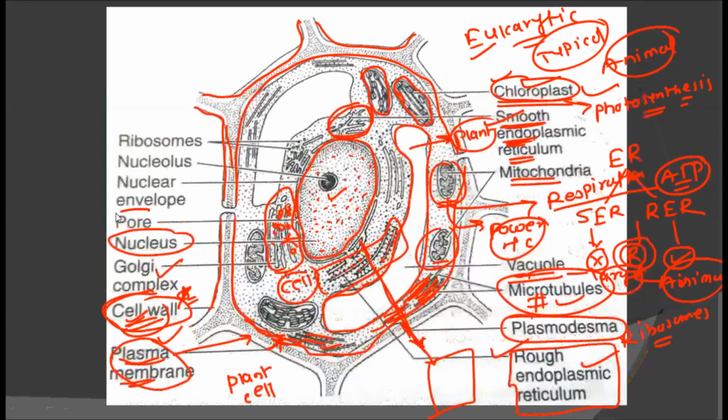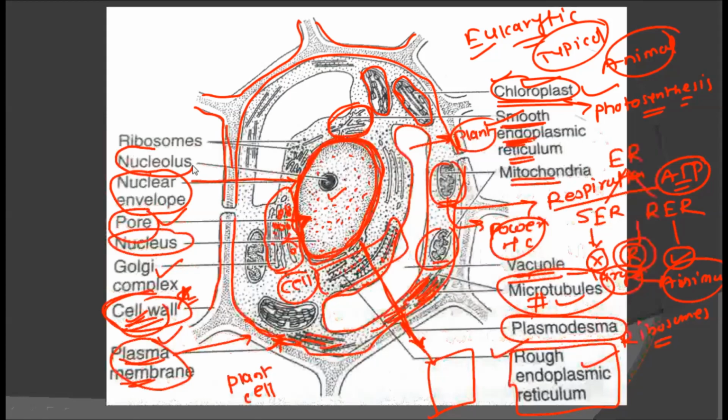Then here we have the pore, that is the nuclear pore. These are the small openings in the nucleus. These are called the nuclear pores. Then the layer which separates the nucleus from the rest of the cell is called the nuclear envelope. That is, the nucleus has its own envelope. That envelope is called the nuclear envelope. This is nothing but the outer membrane of the nucleus.